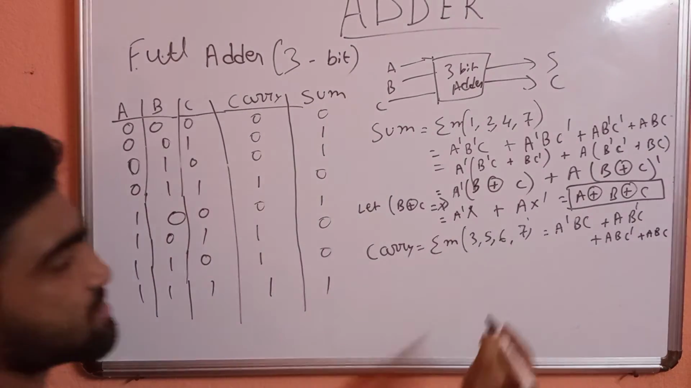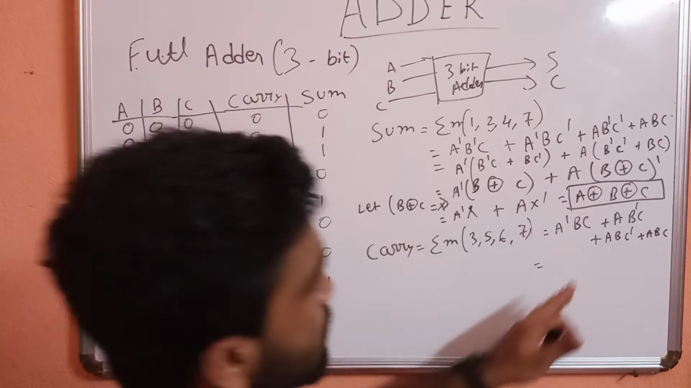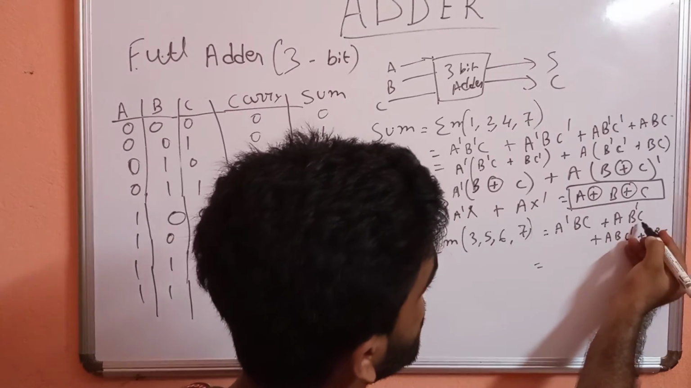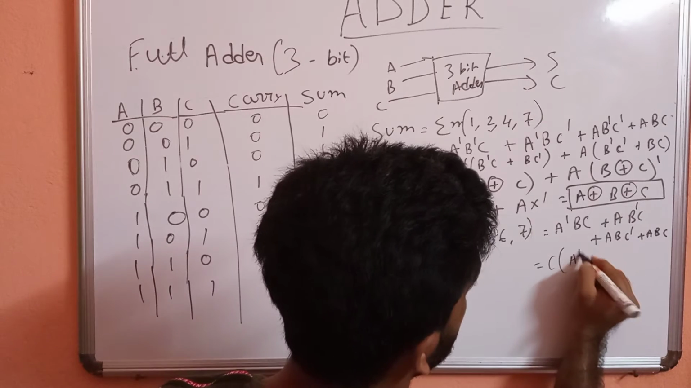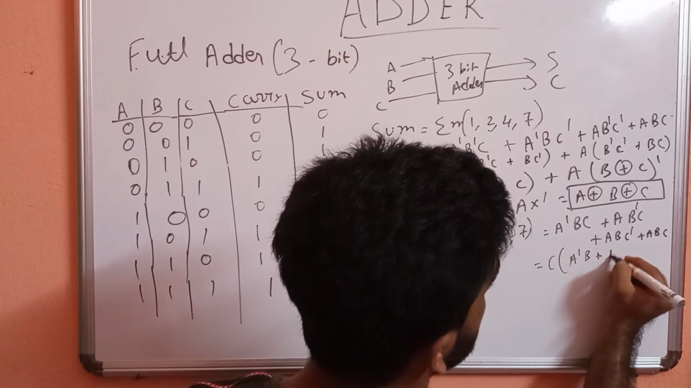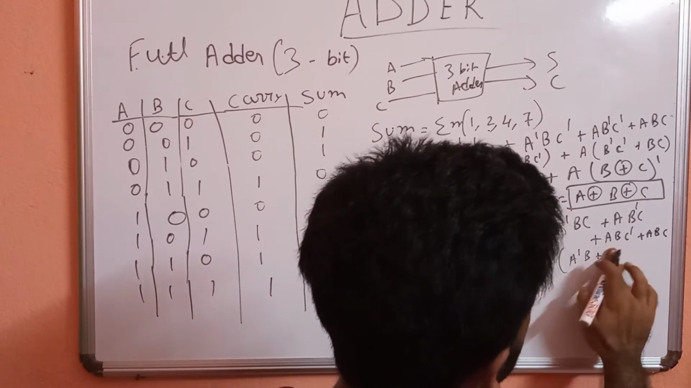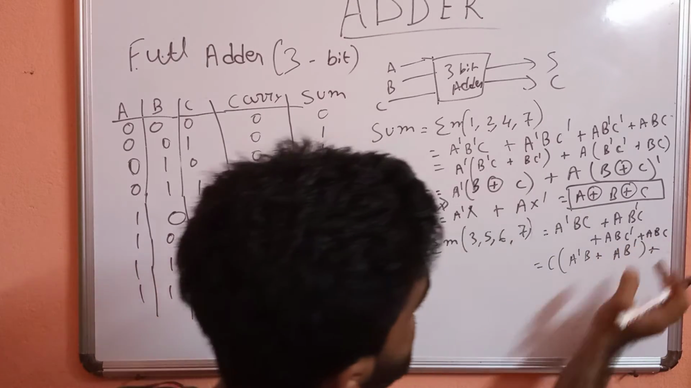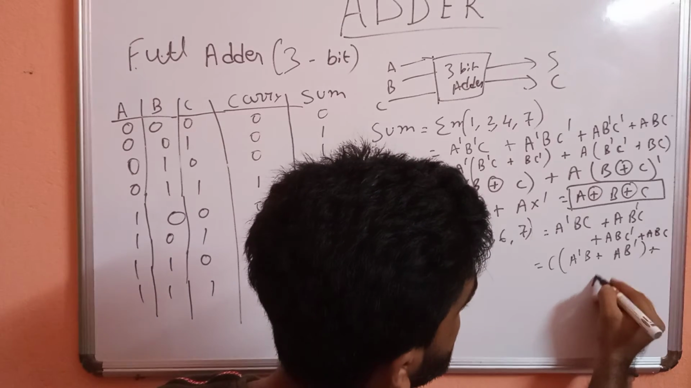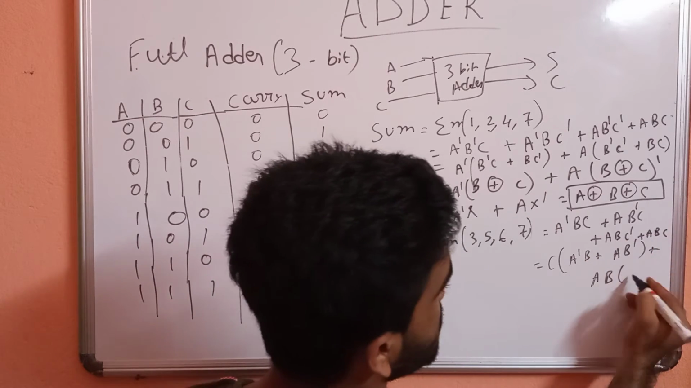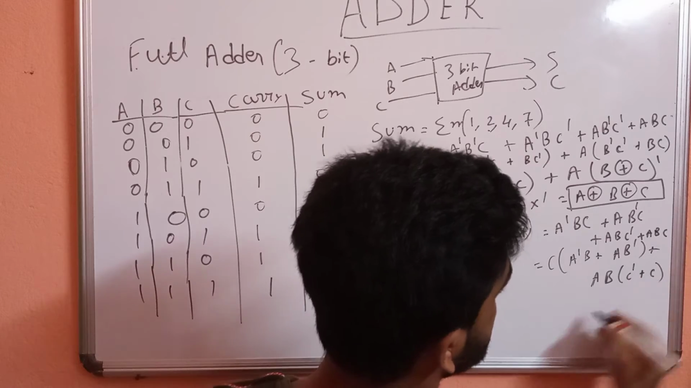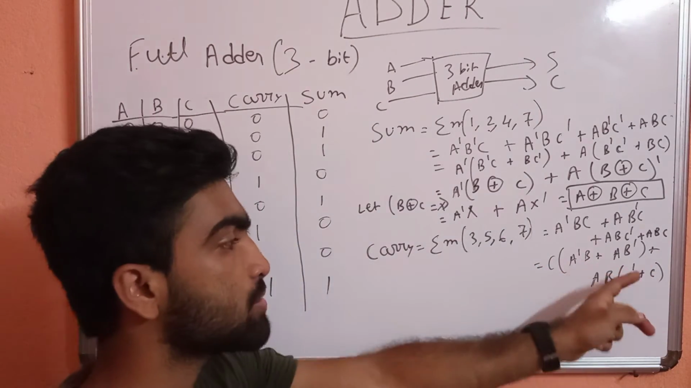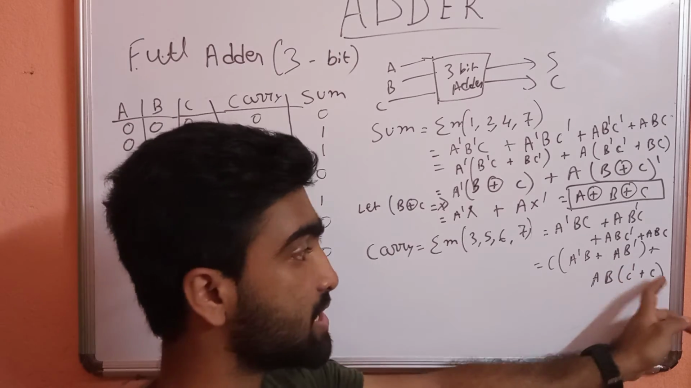Now we'll simplify this expression. How will we simplify? From the first two expressions, we will take C common. See, A complement B plus B complement A. Now these last two expressions, we will take AB common because the AB are same. C complement plus C. This part is A XOR B, correct? A XOR B, and now C complement and C is 1.